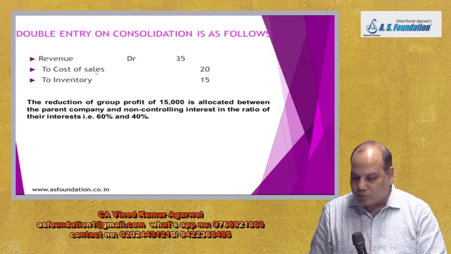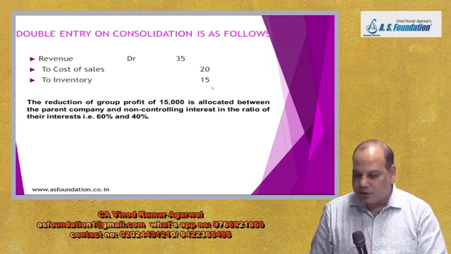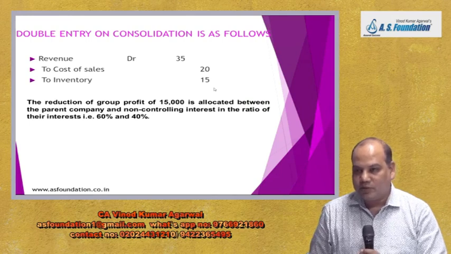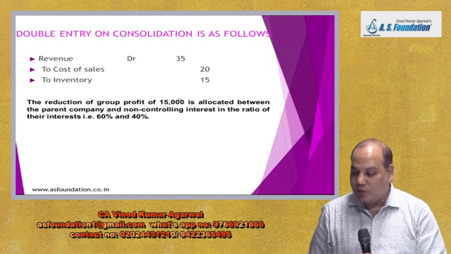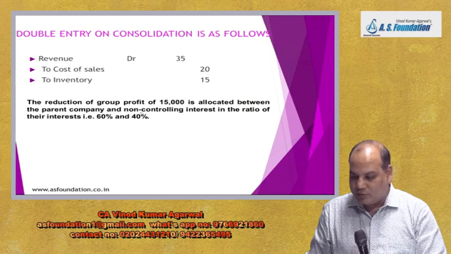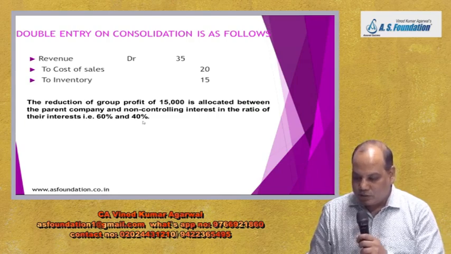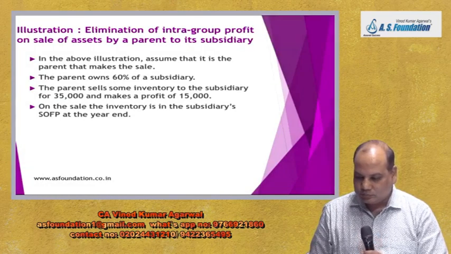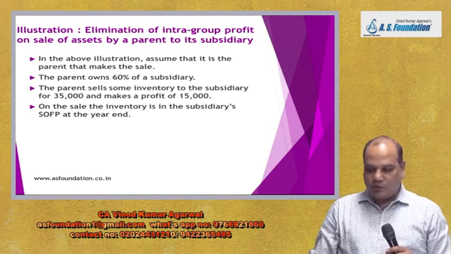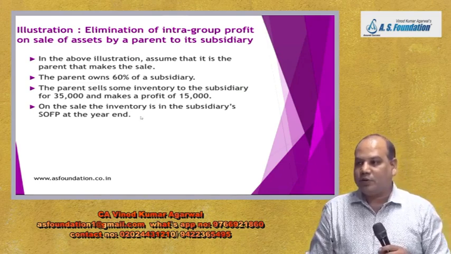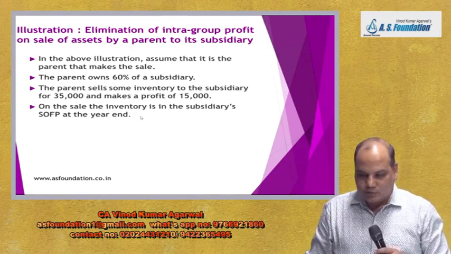Now since you are going to pass this entry, it will reduce the profit of the subsidiary by 15, and then while allocating the profit of the subsidiary, automatically what will happen? 60% will be parent share and 40% will be NCI share. 60% will be adjusted in parent profit and 40% will be adjusted in NCI profit.